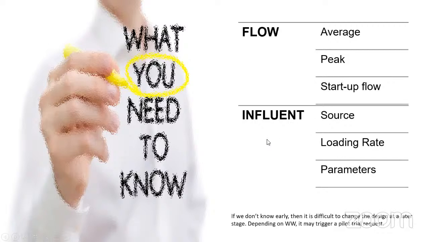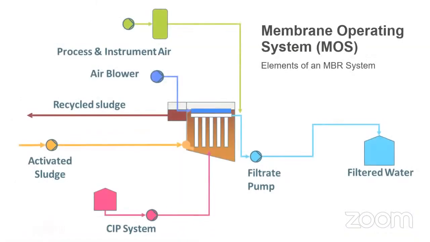You also need to know the influent quality by source, whether it's wastewater, river water or surface water, or specialized industrial wastewater. How much is the solids loading rate? Other parameters like TSS, turbidity, ammonia, TKN, phosphates, BOD, temperature, and so forth. While designing, one must take care of these parameters too.